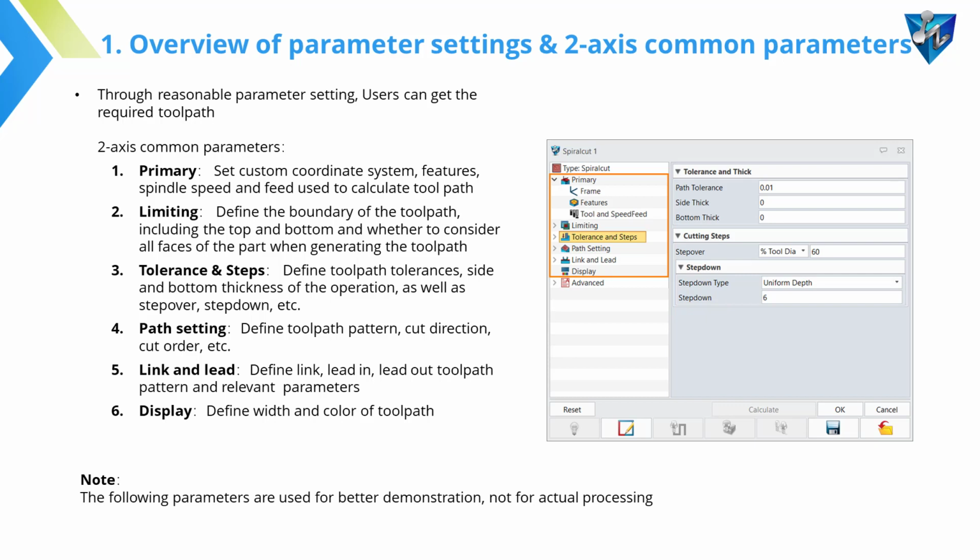The common parameters are divided into 6 tabs. Through reasonable parameter setting, users can get the required 2x paths. Here, please note that the following parameters are used for a better demonstration, not for actual processing. In the upcoming slides, I will introduce the tabs one by one.